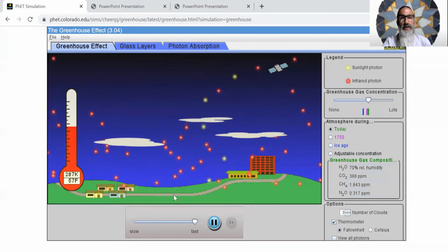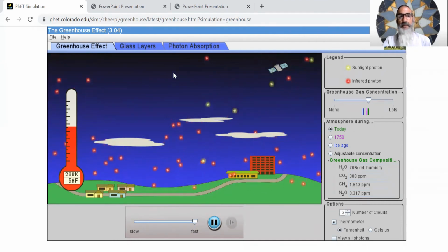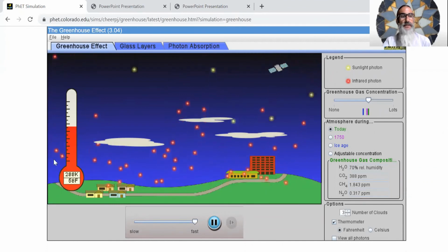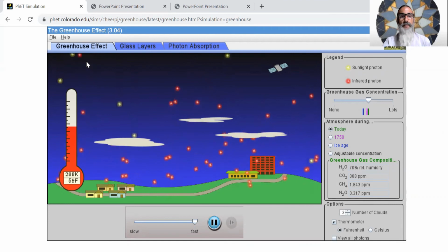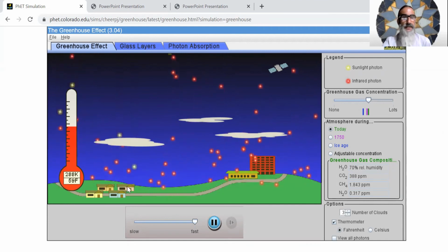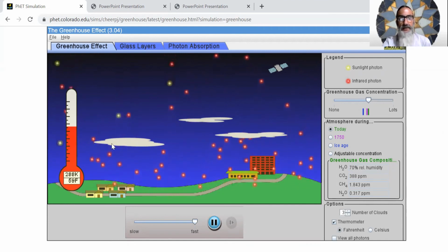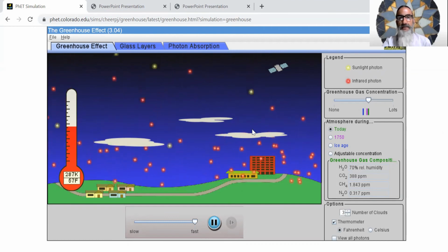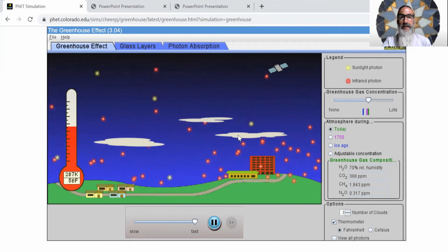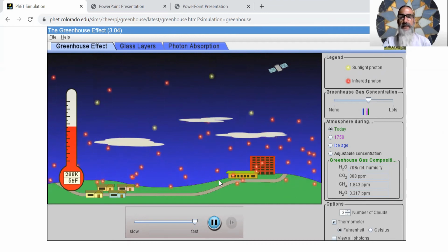Now, that heat maybe goes right back up into space. Some of these infrared photons, you'll see, they just go right back up into space. But you'll also notice that sometimes they interact with the clouds. And the clouds sometimes emit the heat up. The clouds sometimes emit the heat back down.